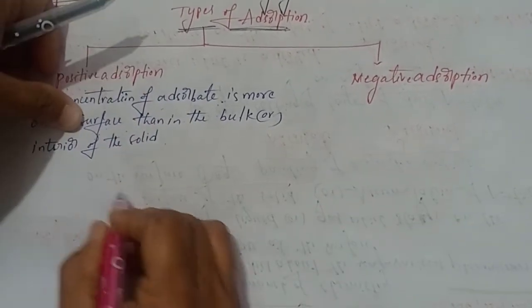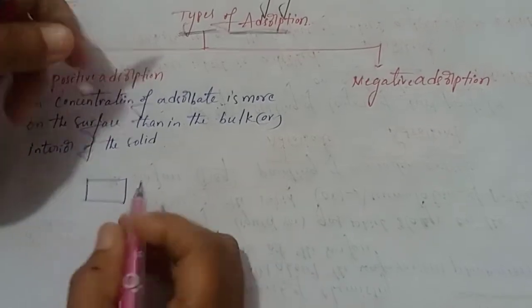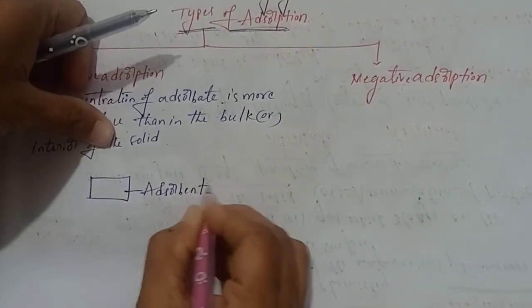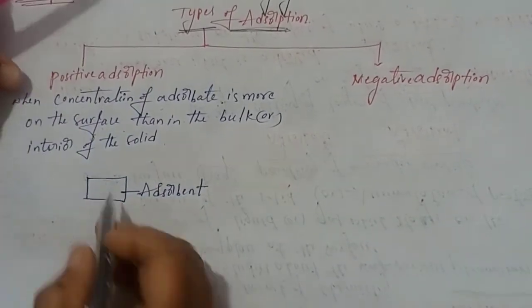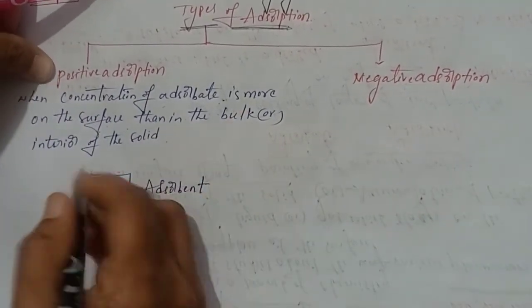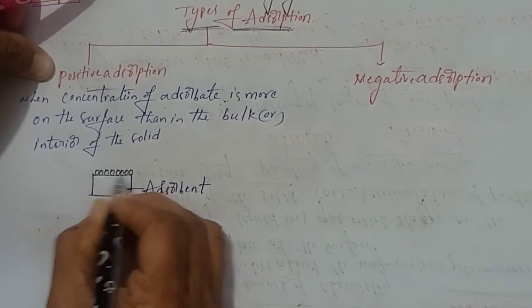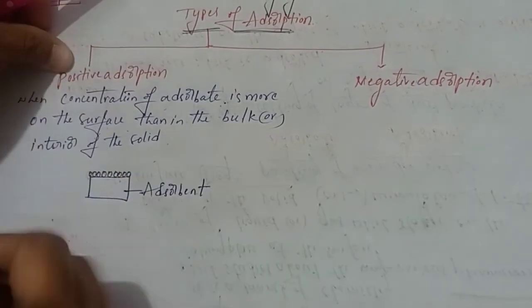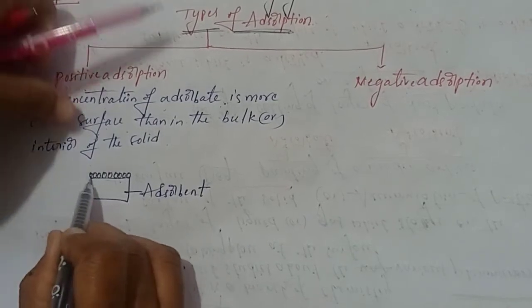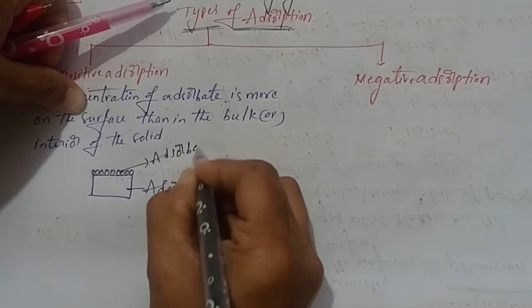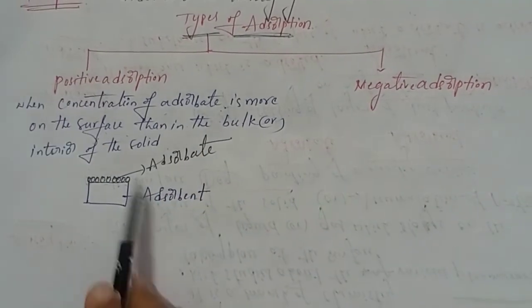Clear? For example, this is the surface, students, and this is acting as the adsorbent. Now the adsorbate concentration is more on the surface than in the interior of the solid. This is acting as which one, students? Adsorbate. This is called adsorbate.